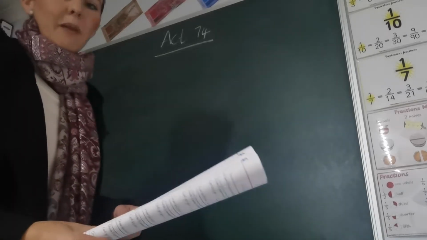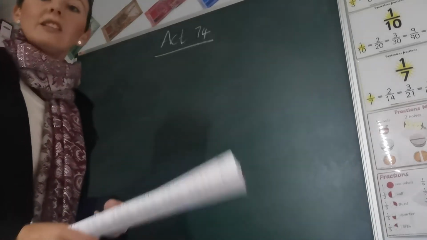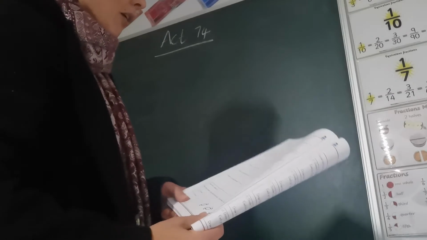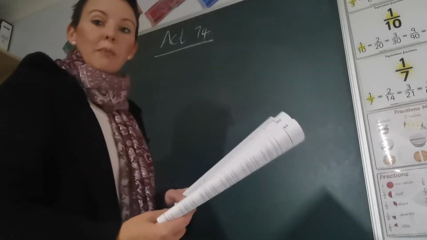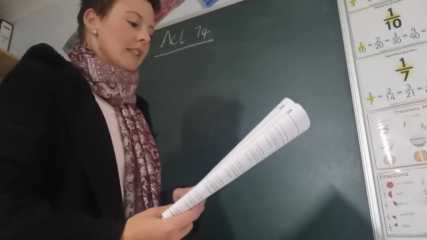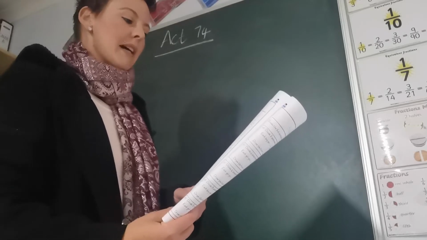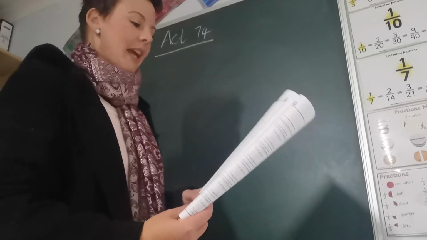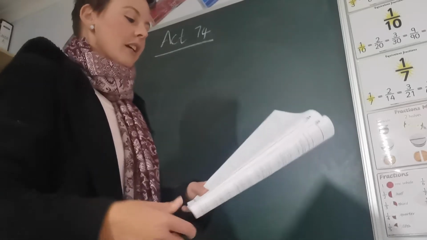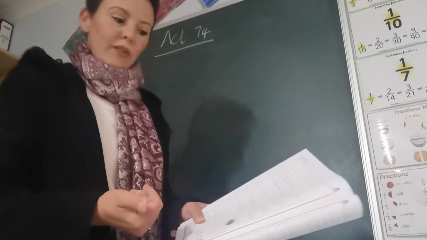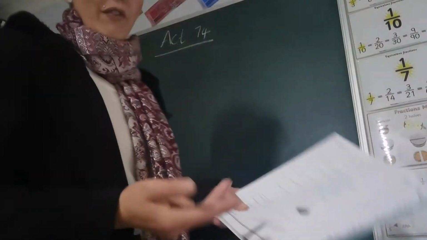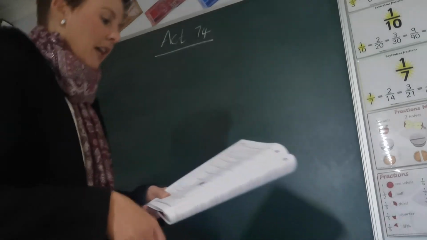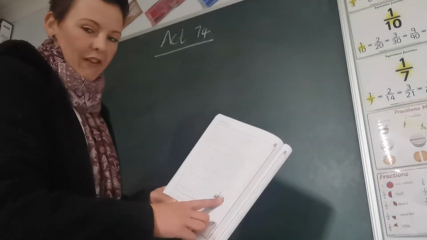Okay, teacher's going to explain to you activity 74. It's fractions again, okay? So complete the sums. It is Jason's birthday and he is having a party. How much cake does each friend get if he divides it equally between 2 friends, 3 friends, 4 friends or 5 friends? Okay, so you must draw each fraction.